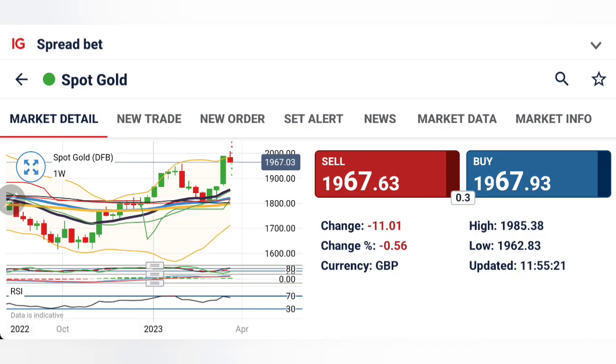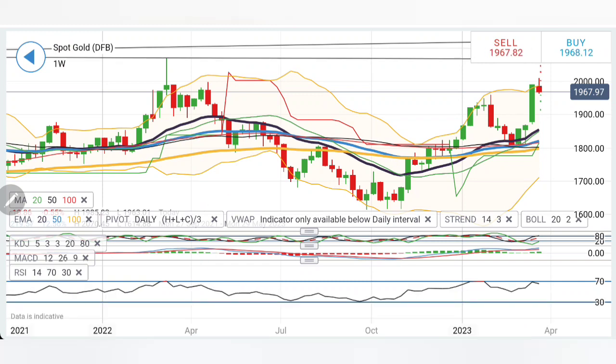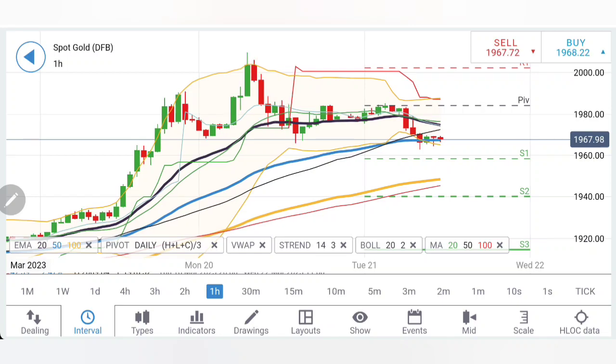Let's start. First, we look into gold, followed with silver, followed with crude oil. Do watch till the end, listen to it carefully, note down the levels, trade as per the levels. Now, let's have a look at the hourly charts.